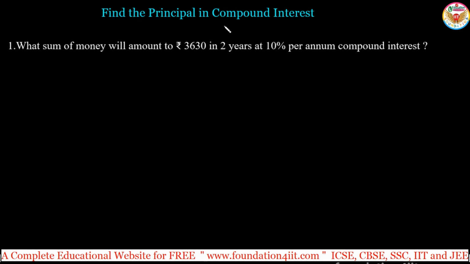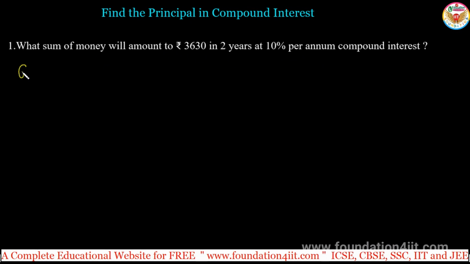Finding the principal in compound interest. Let us see a few problems based on how to find the principal. In the question you have to find the P value from the given data. Let us see one example here. What sum of money will amount to 3,630 in 2 years at 10% per annum compound interest? So here it amounts to 3,630. That means the amount is given.